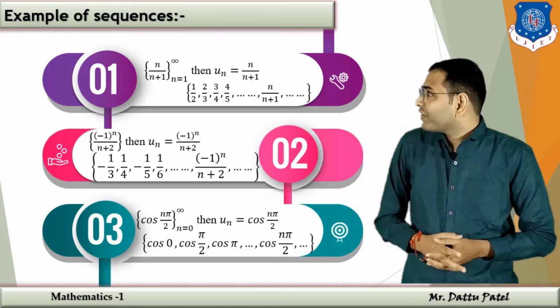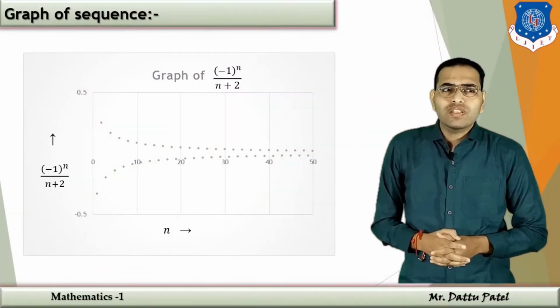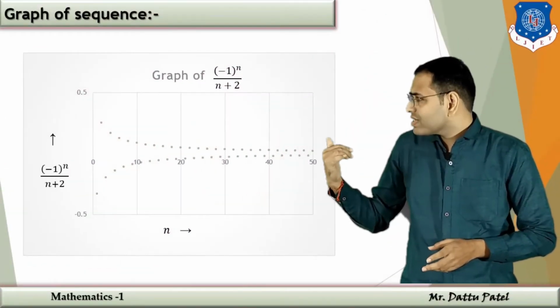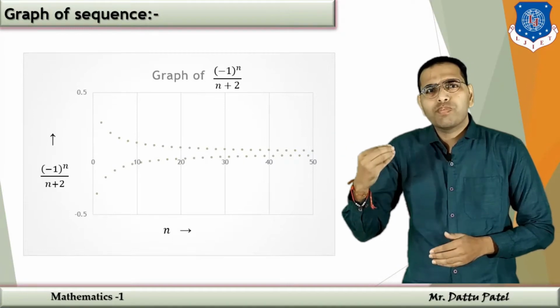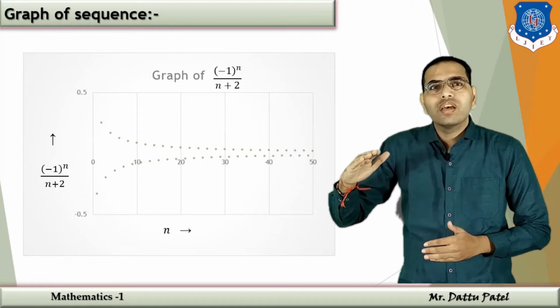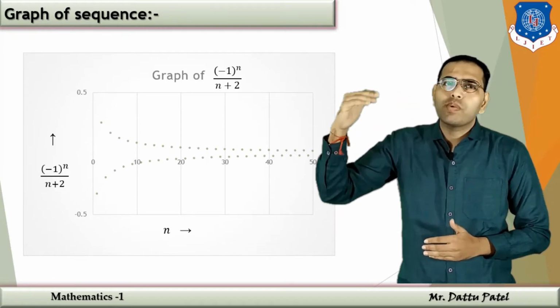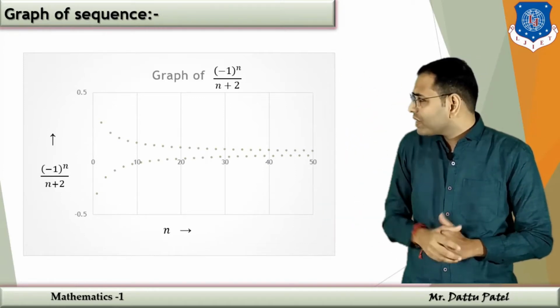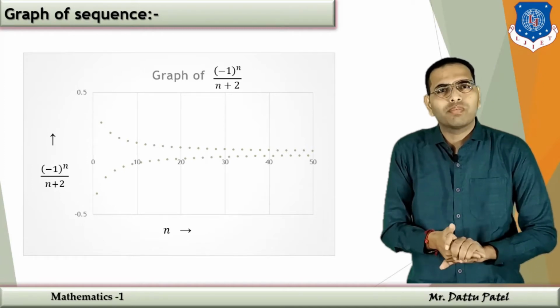Let's see the graphical representation of the given sequence. Here in this graphical representation, some of the points are above the x-axis and some of the points are below the x-axis. Points below are negative, points above are positive. Here this graph indicates n versus minus 1 raised to n upon n plus 2.